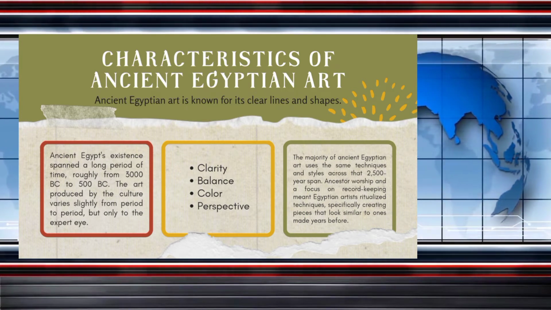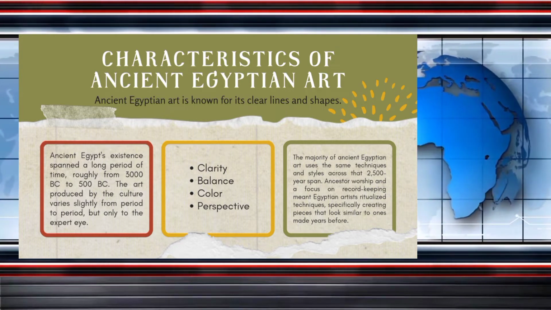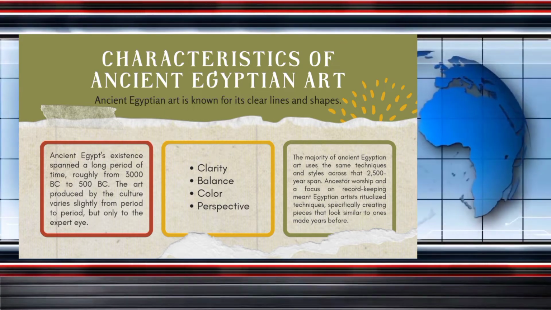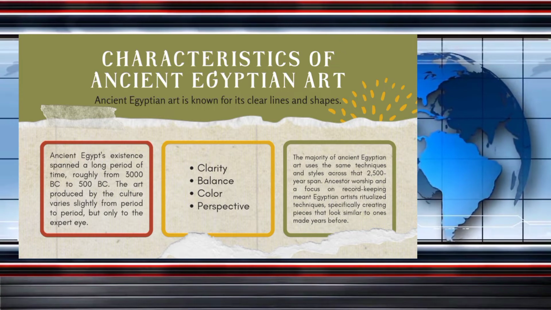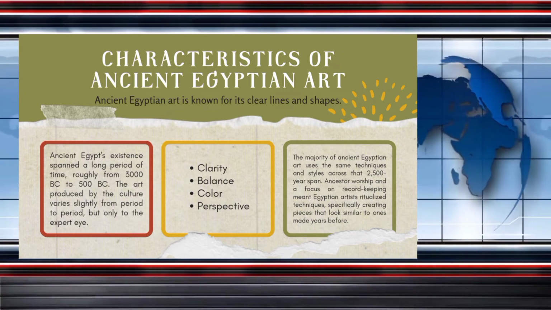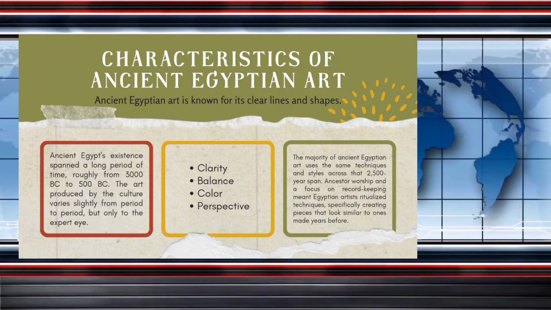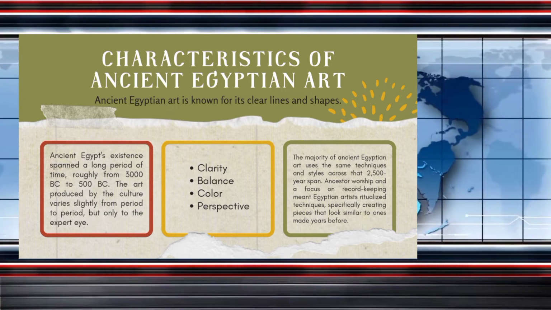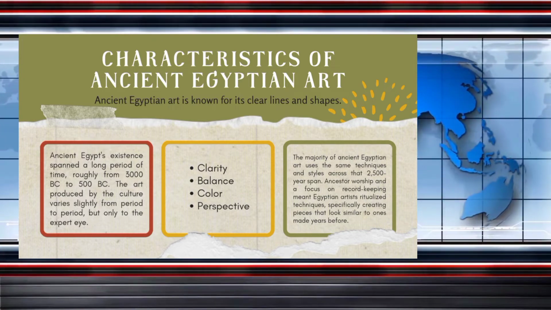Characteristics of ancient Egyptian art. Ancient Egyptian art is known for its clear lines and shapes. Ancient Egypt's existence spanned a long period of time, roughly from 3000 BC to 500 BC. The art produced by the culture varies slightly from period to period, but only to the expert eye. The majority of ancient Egyptian art uses the same techniques and styles across that 2,000-year span.